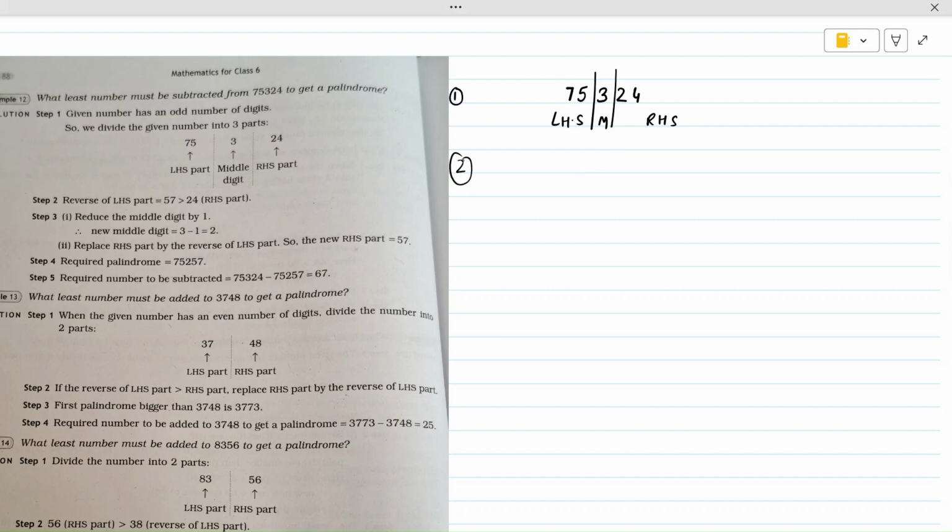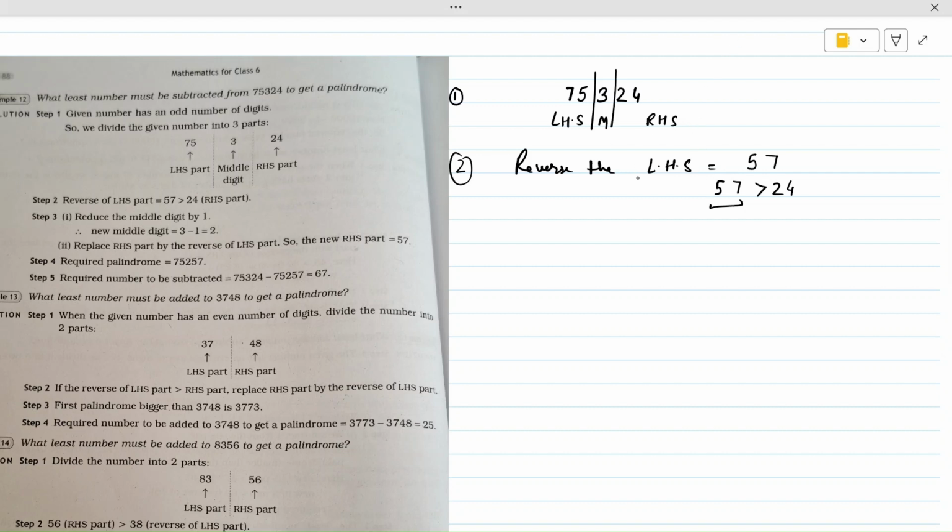Now, what is the second step? We will reverse the LHS. So what is the reverse of 75? That is 57. So kids, 57 is greater than 24. So that means we cannot use it. Why? Because if we use this number, this will become greater than the original number, right? And we don't want it. We want a number which should be less than this number.